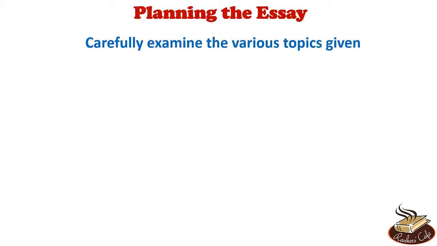The first thing that you must do when you get your question paper is to have a very careful look at the various topics that have been given for writing an essay. You are required to write an essay of 500 words on any one of them. And thus, the first vital decision that you have to make is over the choice of a topic.